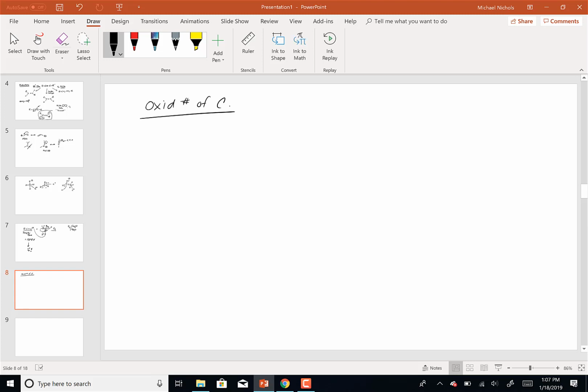So we need to know the oxidation number of a carbon in order to determine whether it's undergone oxidation or reduction. So let's say I've got CH3OH going to an aldehyde. So I've got methyl alcohol going to what's called formaldehyde. And I wanted to know, is that an oxidation or a reduction reaction? Anybody have a guess?